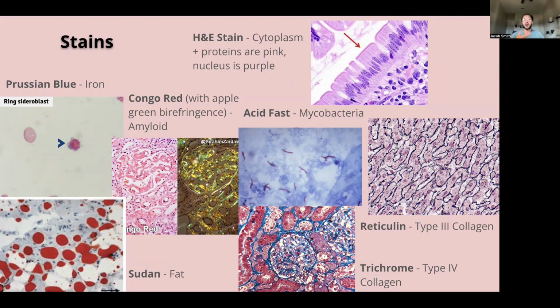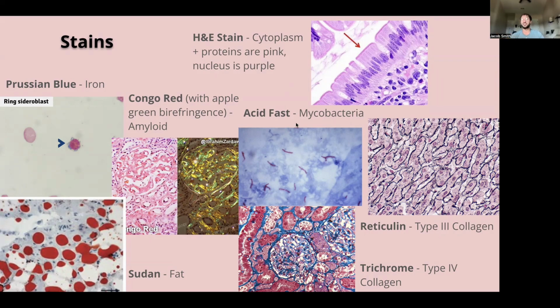Next to that, we have Congo red. Congo red without the apple green birefringence looks pretty similarly to H&E stain. It's pretty hard to tell that it's anything different, but when you put on that apple green birefringence, when you put it under polarized light, it's going to glow green. And that's going to tell you that there's an amyloid deposition somewhere. This is a kidney glomerulus. As you can see, this is a sign of amyloidosis, which will cause a nephrotic syndrome in the kidney.